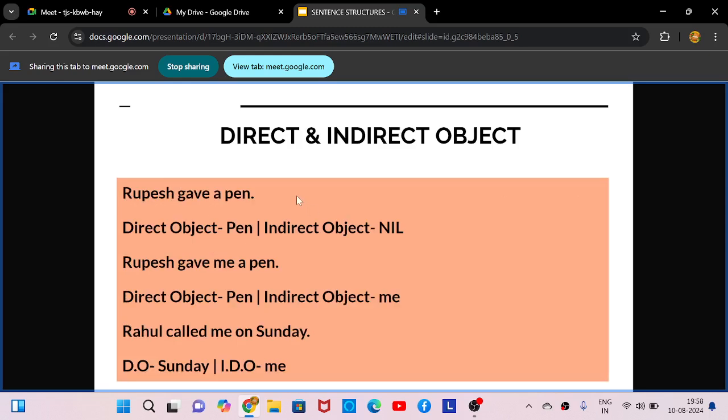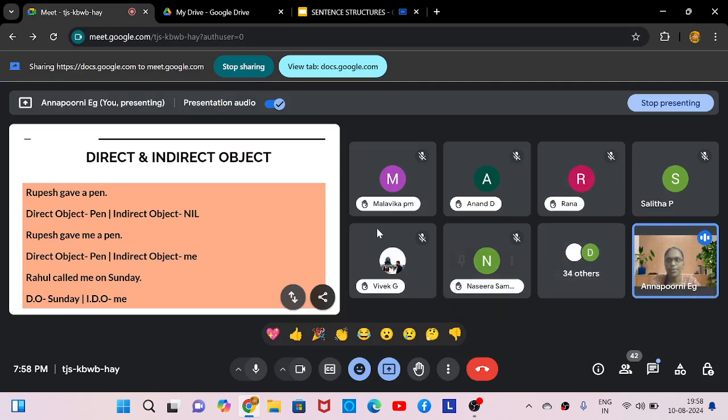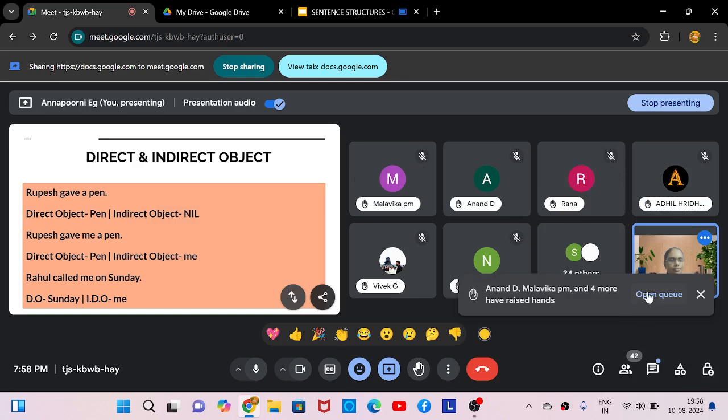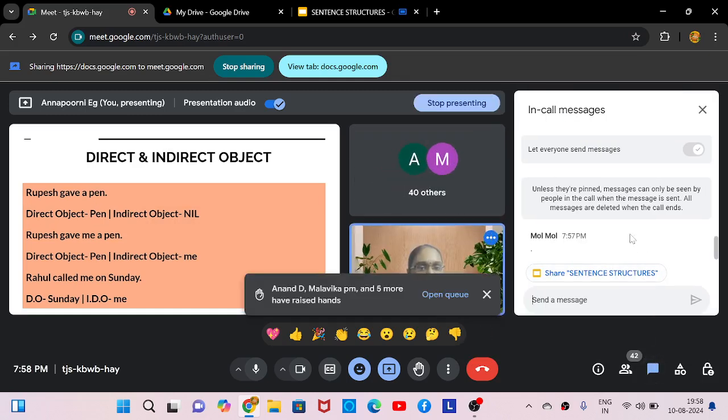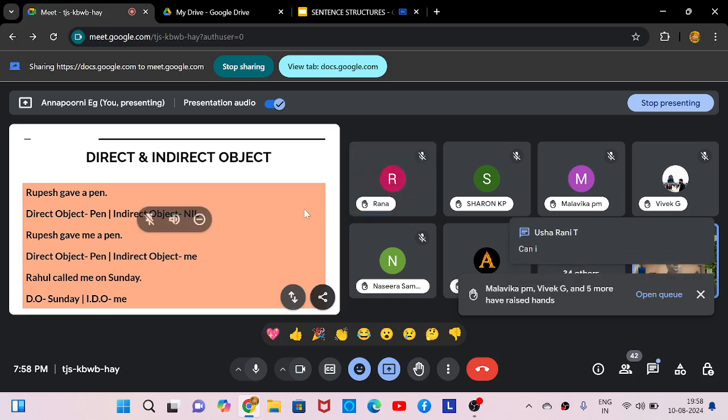Alright, now we have some examples. Let me call Rana. Rana, can you read the first example? Rubesh gave a pen. Okay. Read the direct and indirect. What is the direct object here? Pen. Indirect object. Nil. Nil in the sense nothing is there. There is no indirect object.